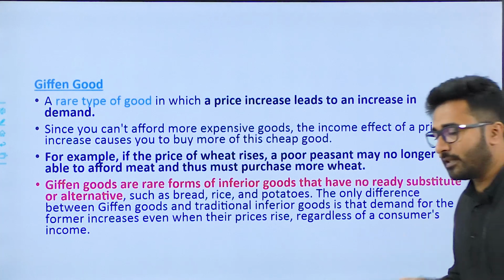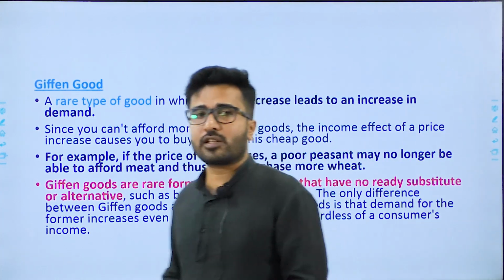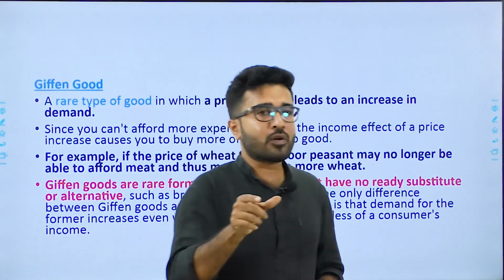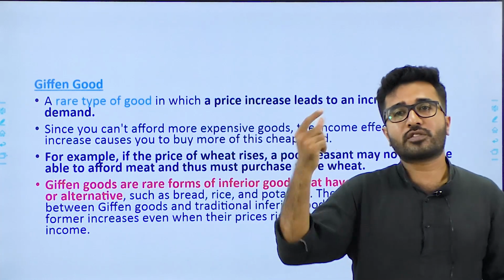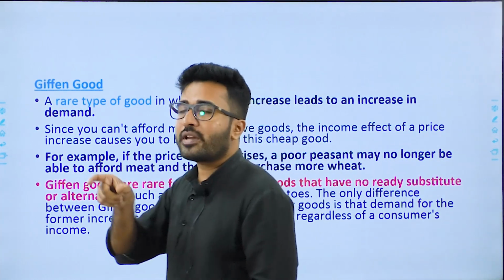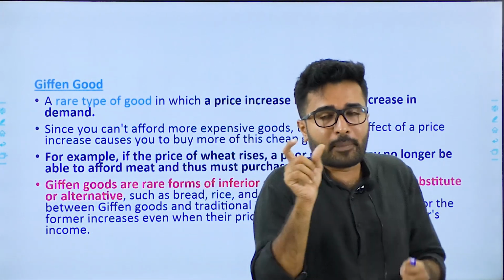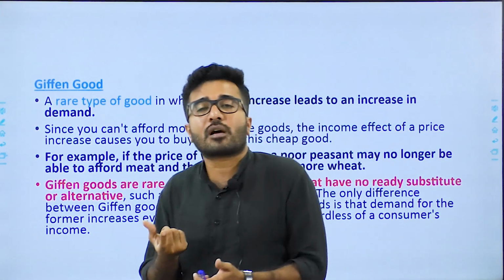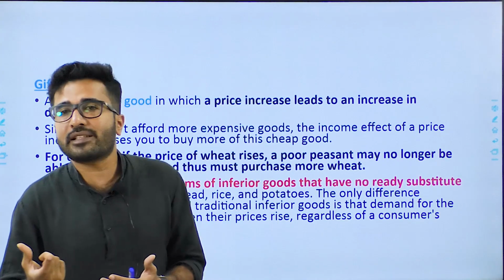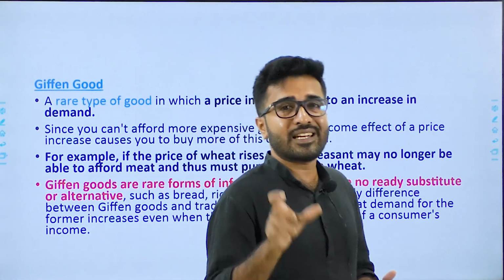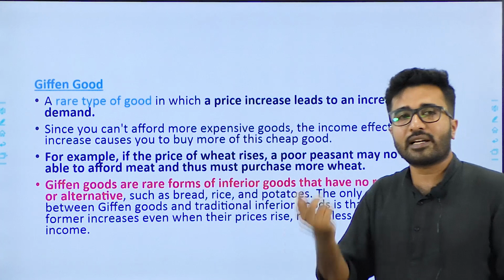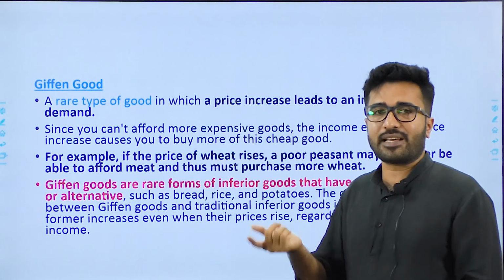So understand that there are 2 categories of good. One is the Giffen good and one is the Veblen or snob good. The Giffen good is a variety of inferior good. It's not by the word: when we are in the exam hall, we might feel that Giffen good is some luxury good. No, it's not a luxury good. It's a variety of inferior good whose demand increases even if its price increases.